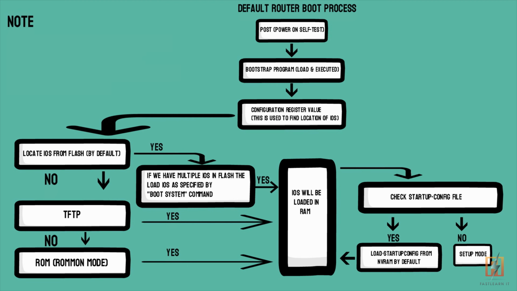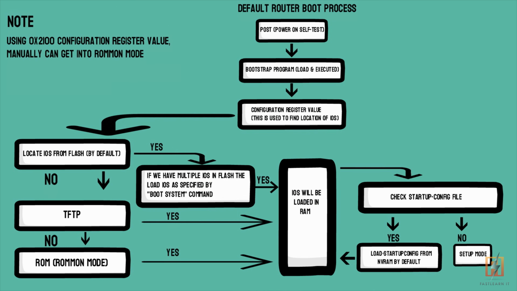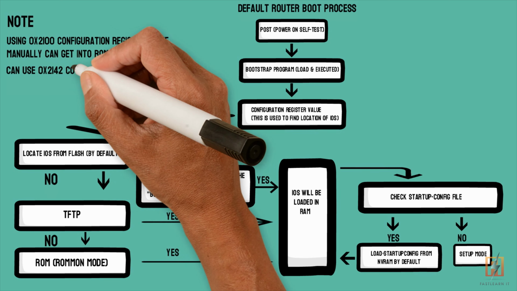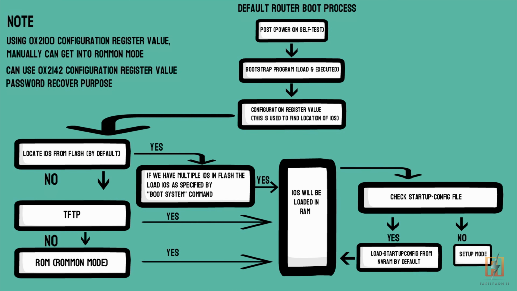Let's assume you set the configuration register value as 0x2100. Then you are forcefully letting the router get into ROMMON mode. In this manual process, the router will not look into flash or NVRAM for the IOS and configuration file. Also, you can set the configuration register value as 0x2142. In this scenario, the router will not look into the configuration file from NVRAM only. However, the IOS will be loaded without configurations. Normally, you will use this configuration register value for password recovery purposes.